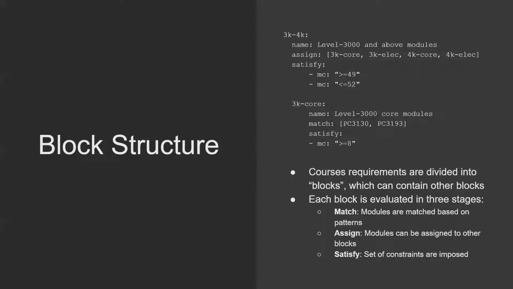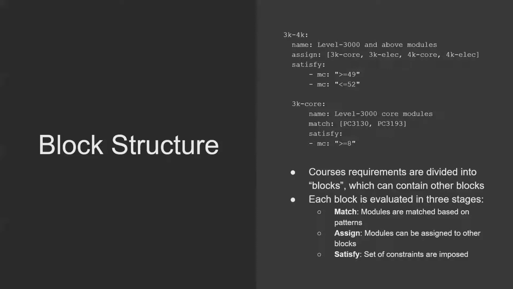The DSL is based around a block structure, and course requirements are divided into blocks which can contain other blocks. For example, if you look at the top right, we have the 3K-4K block, and this block contains the 3K-core block. Each block is evaluated in 3 stages. The first stage is a match stage where modules are matched based on patterns. For example, the 3K-core block matches the two modules PC3130 and PC3193.